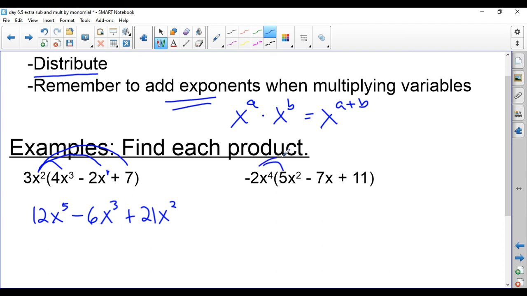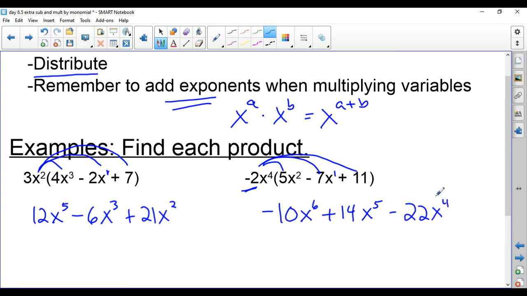Over here, I'm going to distribute this negative 2x to the 4th, so I'm going to be careful that I use a negative 2. Negative 2 times 5 is negative 10. X to the 4th times x squared, add the 4 plus 2 is 6. Negative 2 times negative 7 is plus 14. X to the 4th times x is x to the 5th. Add the 4 plus 1 to get 5. Negative 2 times 11 is minus 22. X to the 4th, nothing to change it, so it's still x to the 4th.